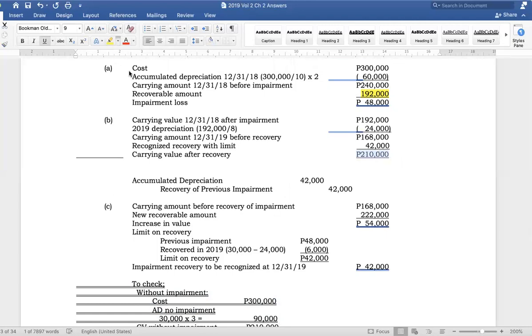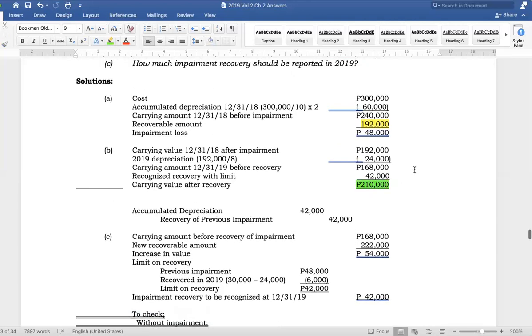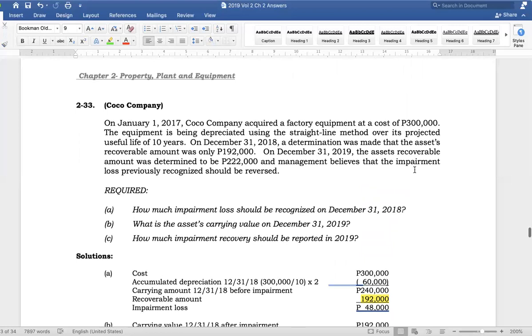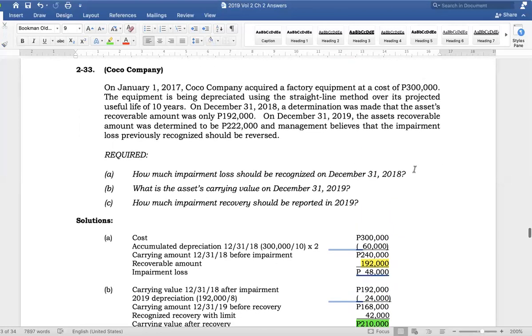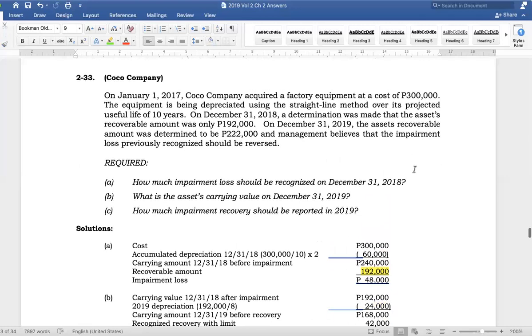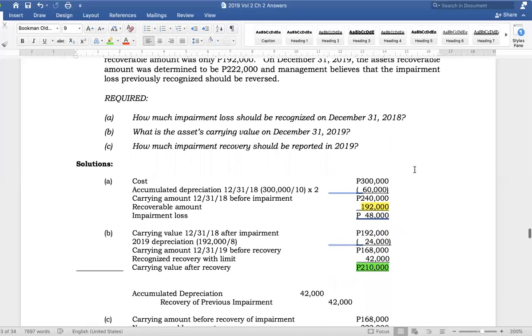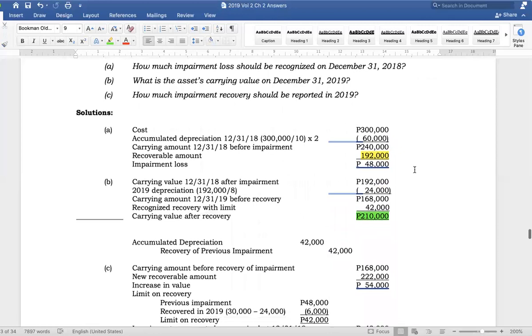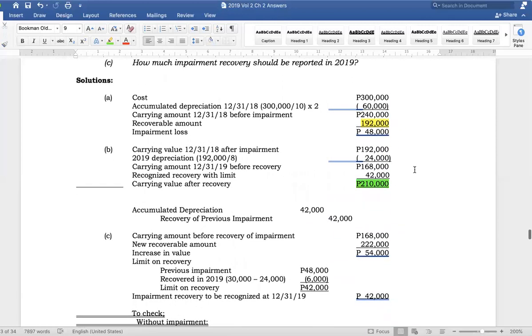Okay, so that covers our discussion on depreciating leasehold improvements and then capitalizing replacement costs when appropriate, and recording impairment and recovery of impairment. I'll be answering your queries once we meet on Tuesday, or Ma'am Ireneo and Sir Alan will be answering your questions relating to these exercises soon.